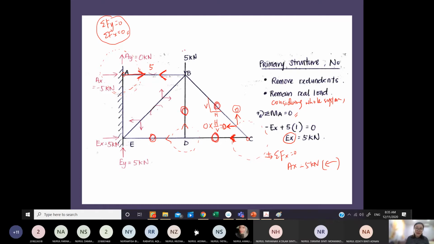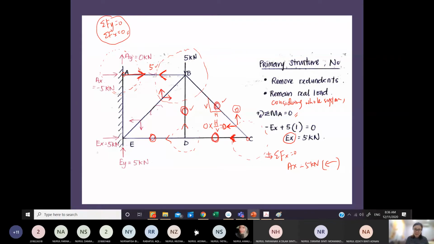Now I'm looking at B. I have solved for this BA, which is 5. I've solved for this BC, which is 0. I've solved for BD, which is 0. Now I have left one vertical unknown and one horizontal unknown. Make sure you draw them in the positive sense. The arrow shall be in the positive sign.